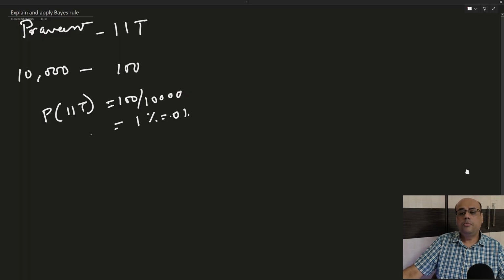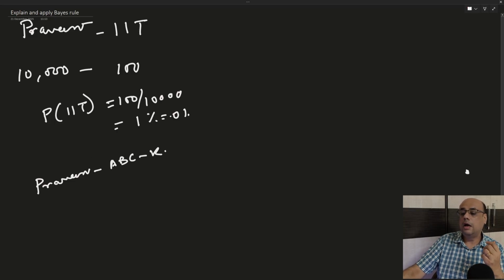Now, since the probability of any candidate getting into IIT is 1%, we can safely say that the probability of Praveen getting into IIT is also 1%. Now, what if we have some additional information? Let's say we now have the information that Praveen has taken or is taking coaching from ABC Institute in Kota. Kota is a place where most of the IIT coaching institutes are based.